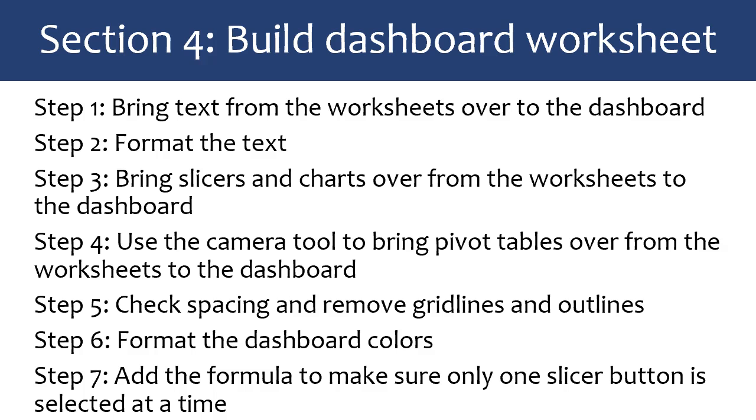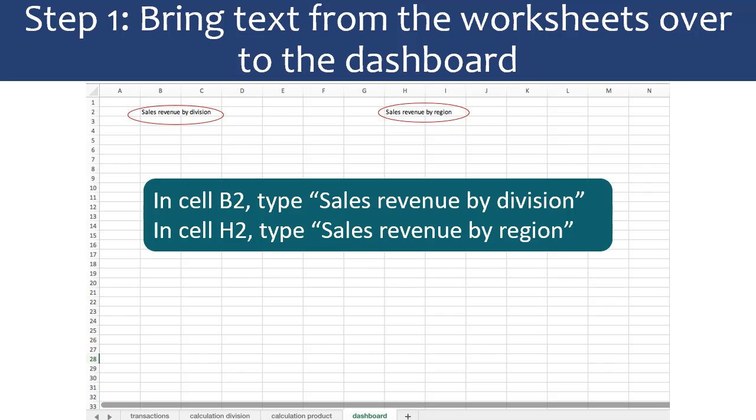This section has 7 steps. This is the exciting step. We will be building the interactive dashboard using elements from the other worksheets that we've built. In cell B2, type sales revenue by division. In cell H2, type sales revenue by region.